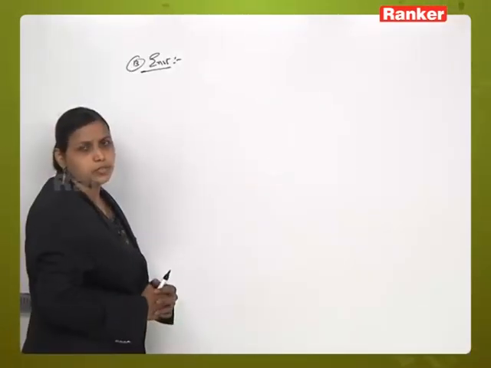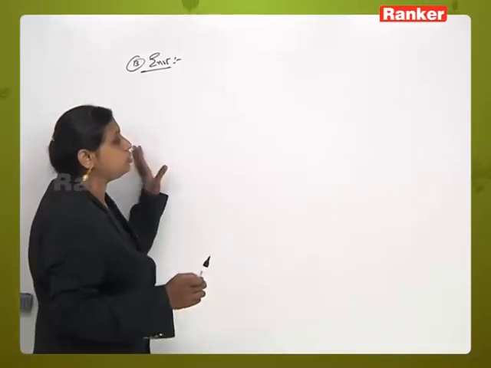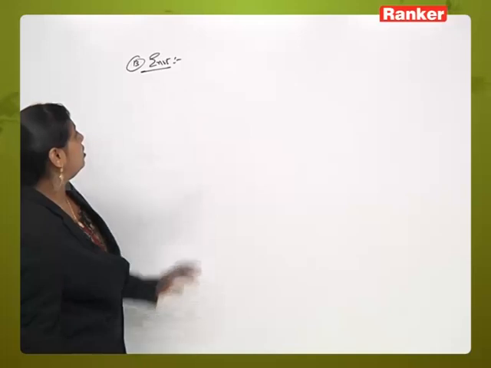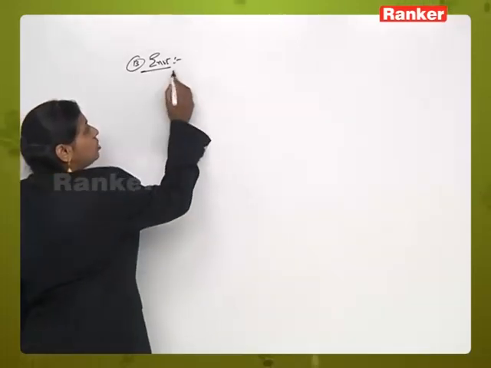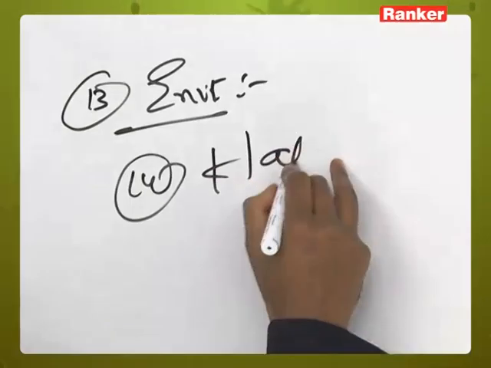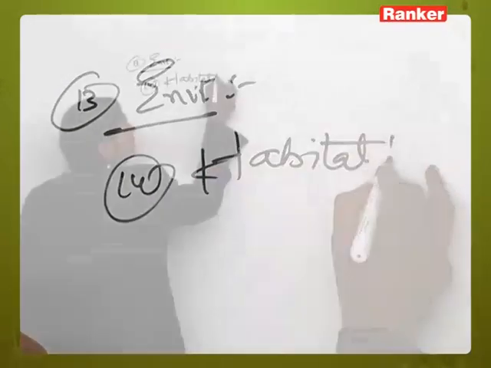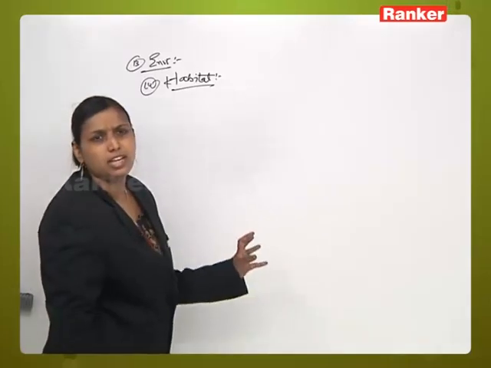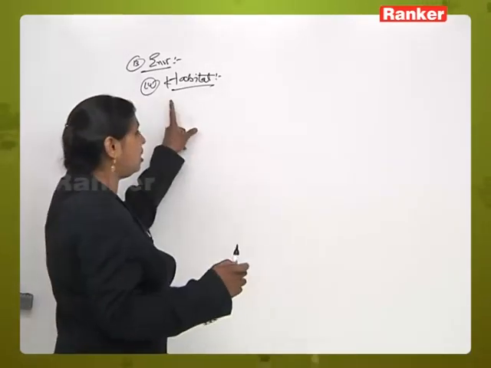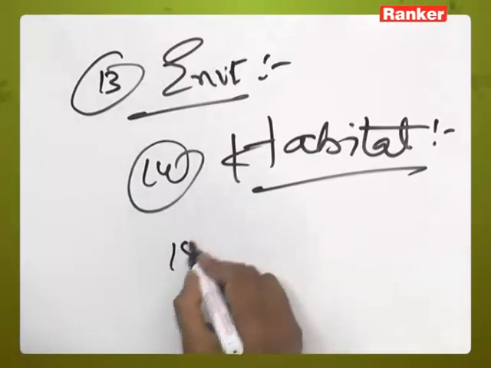The next term is environment. What is environment here? The sum of all the factors that constitute it is called the environment. Next one is habitat. As we all know, what is habitat? Habitat is the place or area where the organism exists. The area where the organism lives is called habitat.